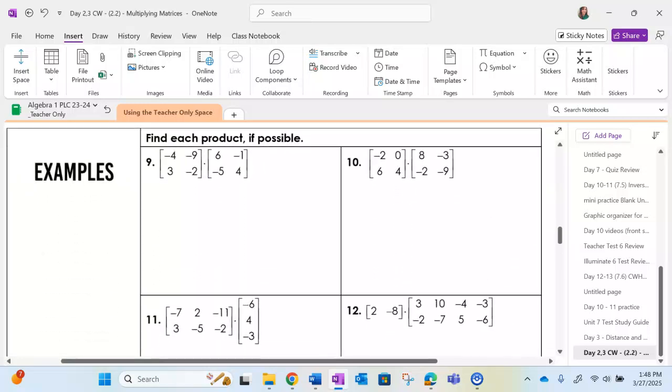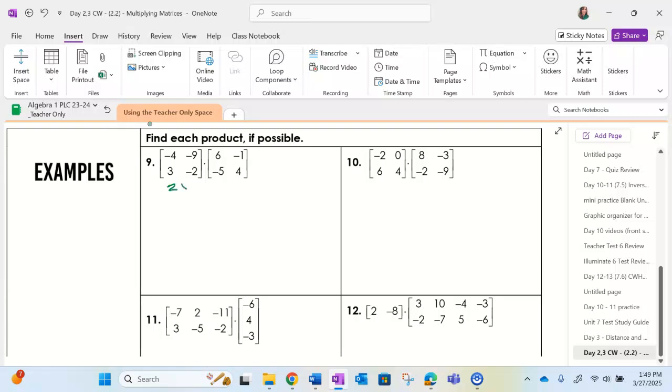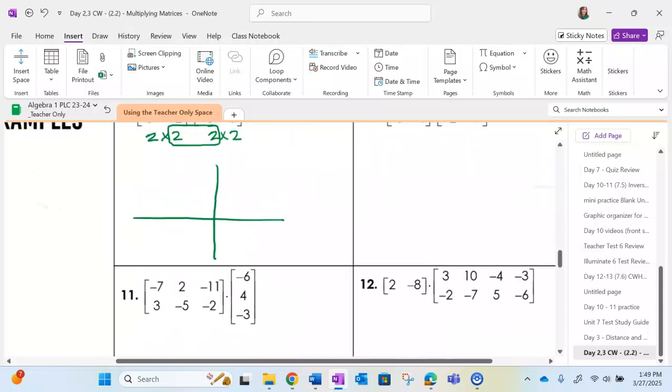All right, so just like we did a minute ago, we're going to find the dimensions of both of these. So this is a 2 by 2. This is a 2 by 2. The 2 in the middle are the same, so my resulting one is also a 2 by 2. So I'm going to go ahead and draw a 2 by 2. Let me make this bigger so I have enough room.